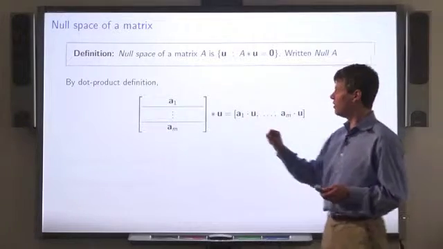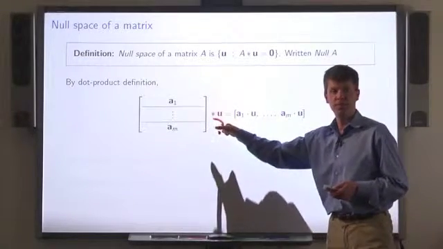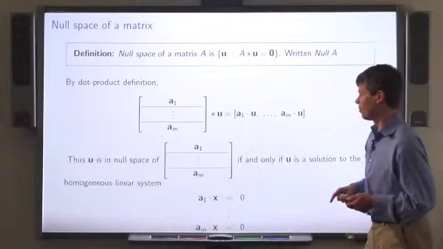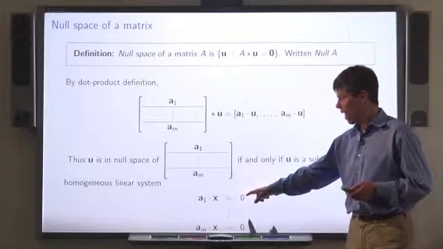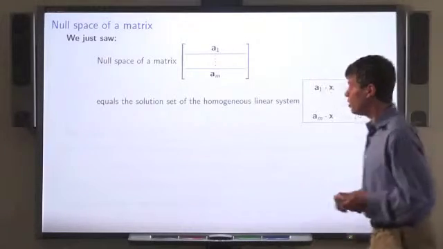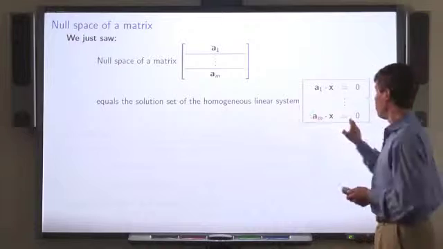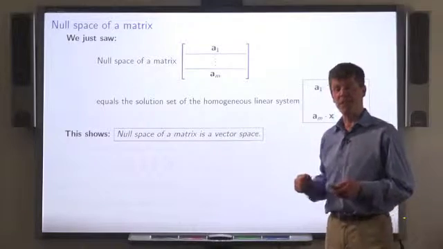By the dot product definition, the product of a matrix with rows A1 through AM with a vector U is a vector whose entries are the dot products of those rows with U. So a vector U is in the null space of a matrix with rows A1 through AM if and only if U is a solution to the homogeneous linear system A1.x equals 0 through AM.x equals 0. So we just saw the null space of a matrix with rows A1 through AM equals the solution set of the homogeneous linear system. So this shows that the null space is, in fact, a vector space.